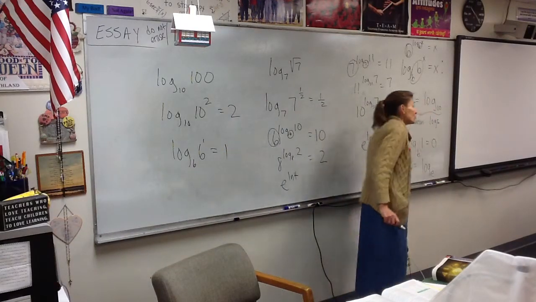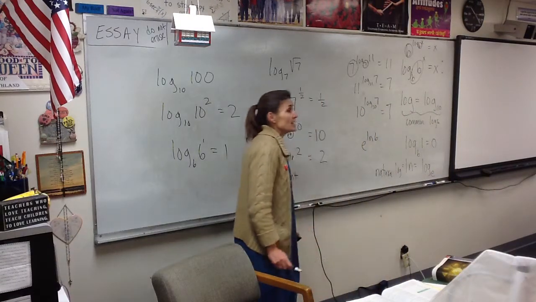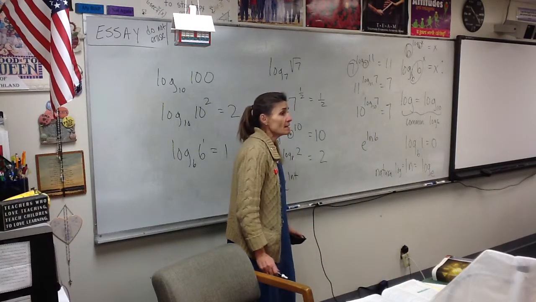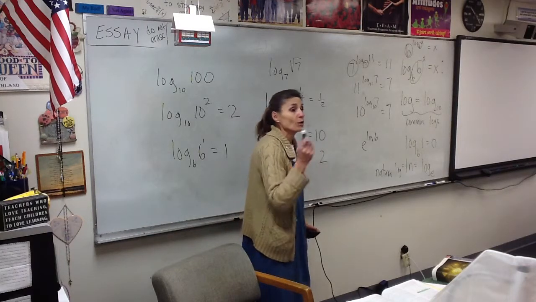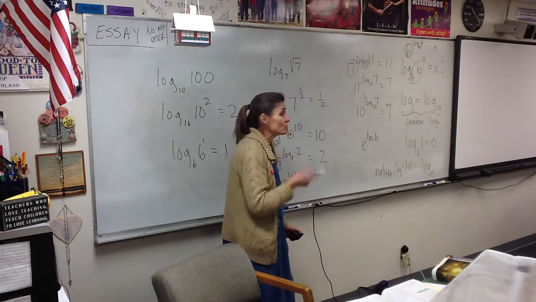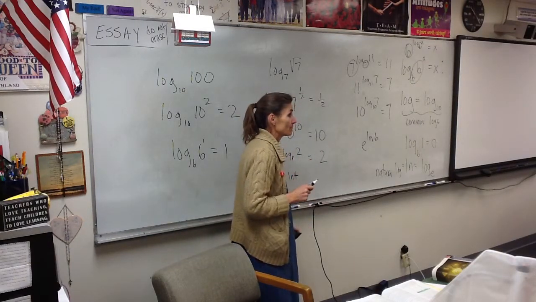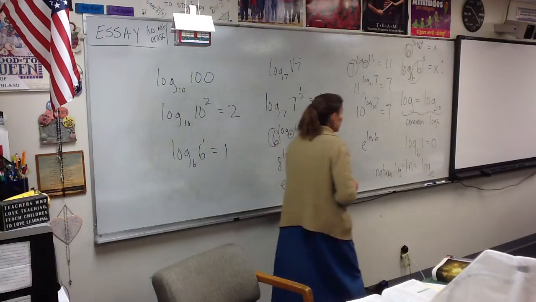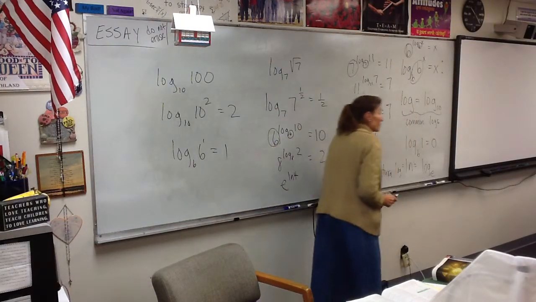This number is about 2.718. It is used all the time, so instead of writing the number over and over and over again, we use the symbol E. When you see ln, that means log base E.